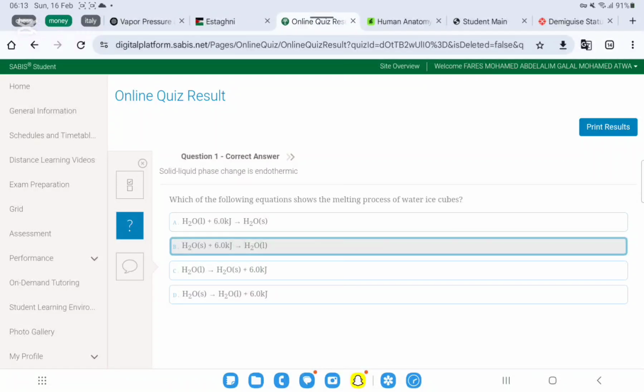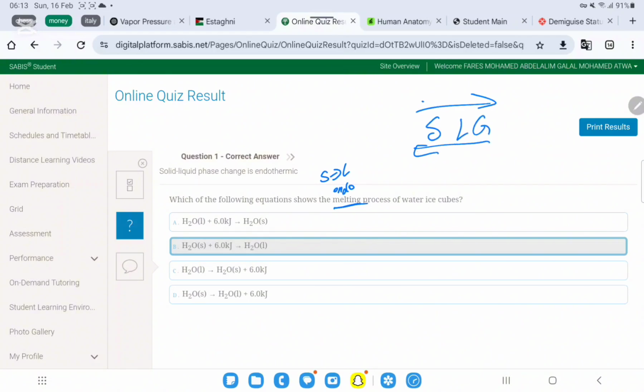Which of the following equation shows the melting process of water in ice cubes? We know melting is endothermic and from solid to liquid. Now, so melting, if you don't remember that it's endo, we know that it's from solid to liquid, and solid, liquid, gas.